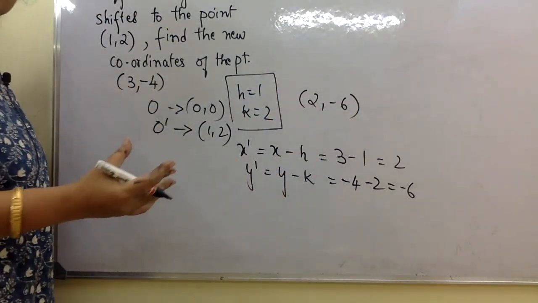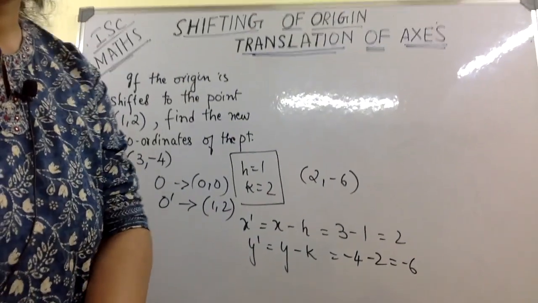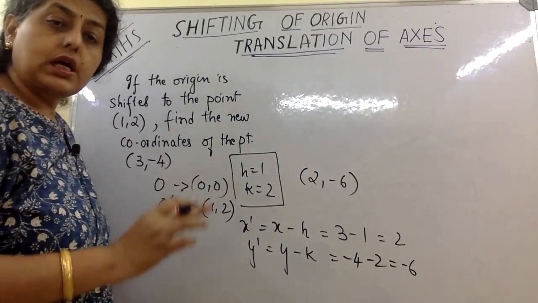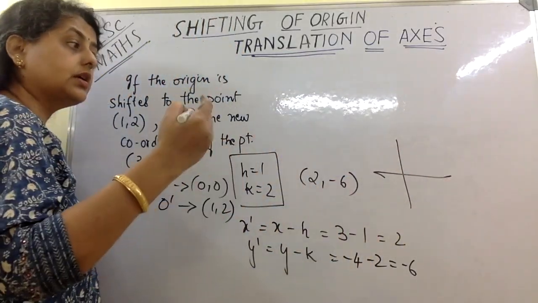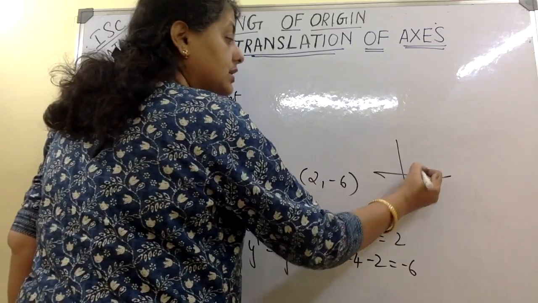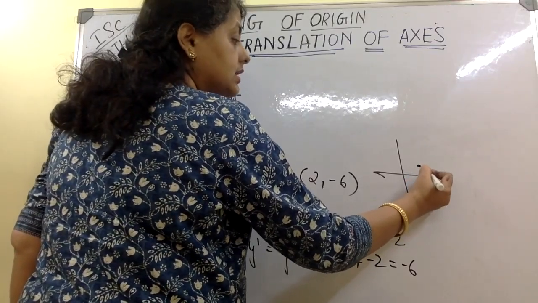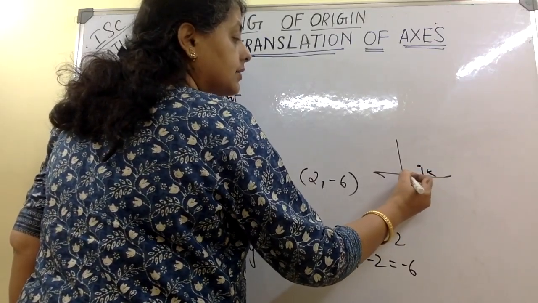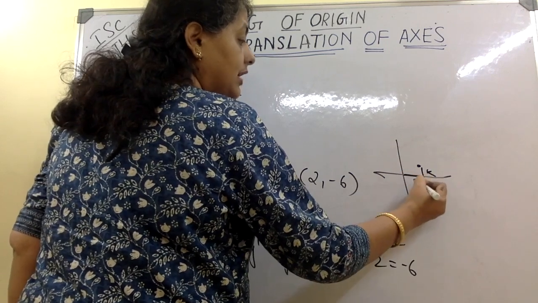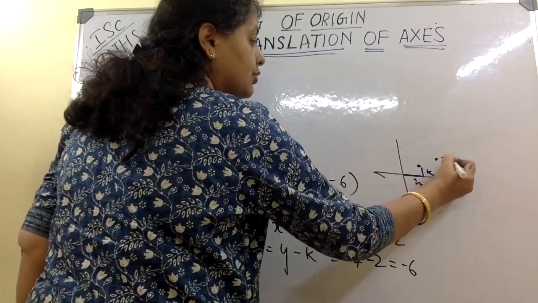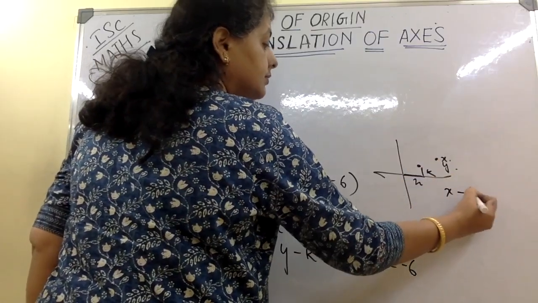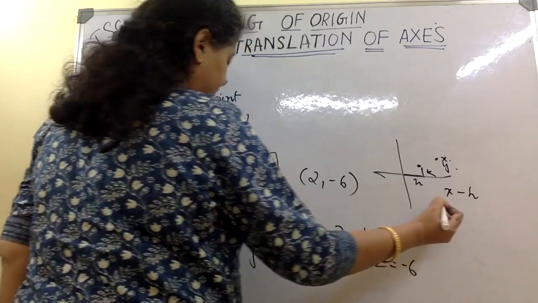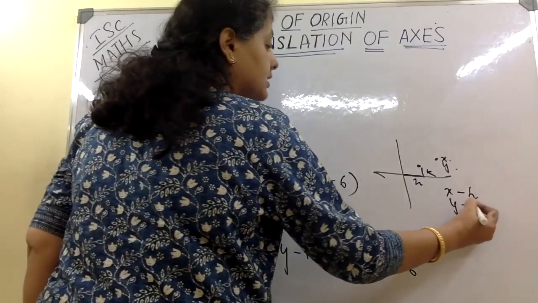Okay, you will not get confused as long as you understand this diagram. So supposing you are getting confused in the exam also, you understand this is my new origin, this is the value of k, and here is the value of h. So any point x, y here will have x minus h and y minus k.